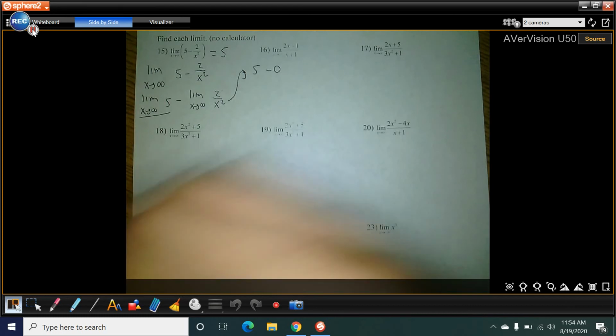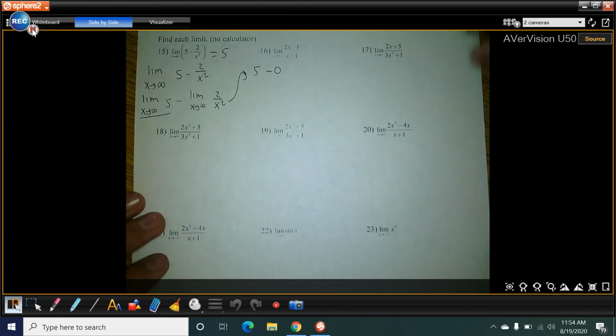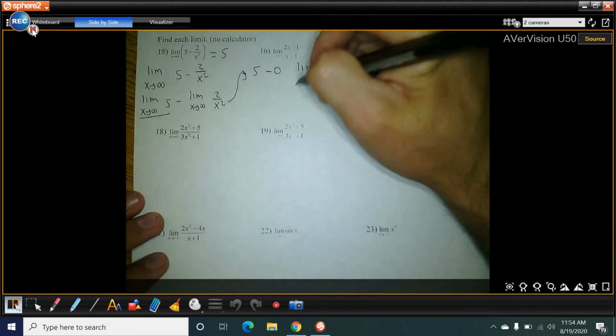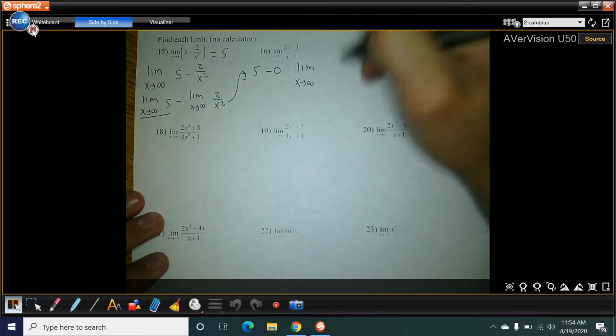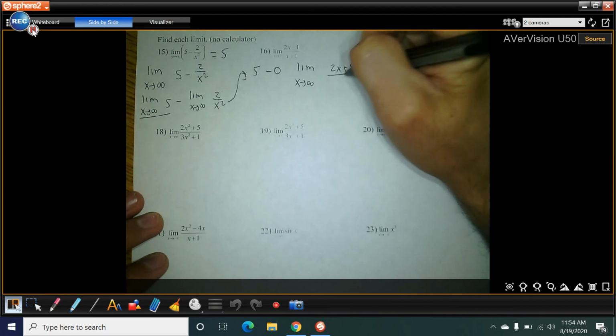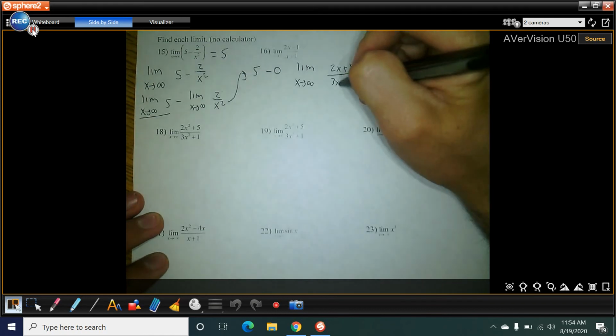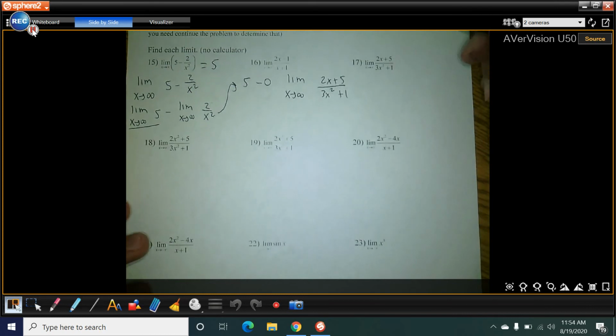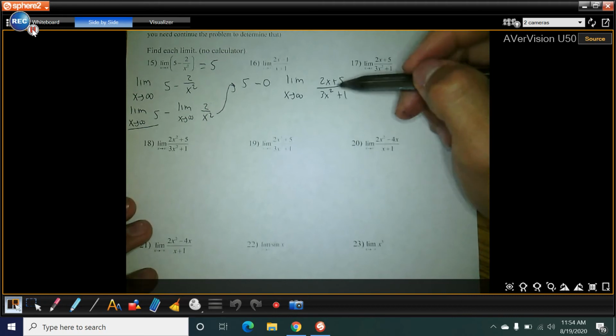And it's that simple. I'm just going to skip that one because I don't have room. Let's go to 17. It says, what is the limit as x goes to infinity of 2x plus 5 over 3x squared plus 1? This one I don't really need to break down. I think it's easy enough for me to recognize where the asymptote is located.